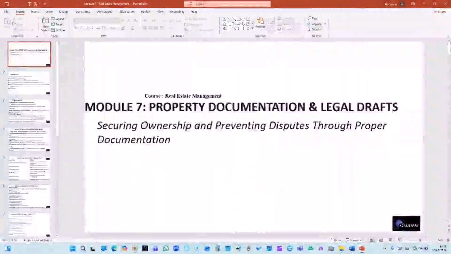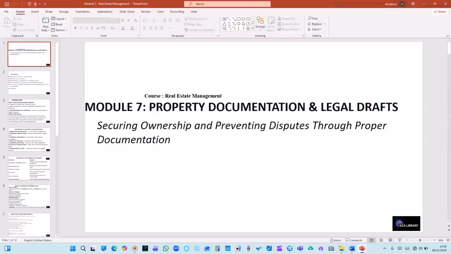Hello and welcome to Module 7 of Real Estate Management. In this module, we shall be discussing property documentation and legal draft. That is, securing ownership and preventing dispute through proper documentation.